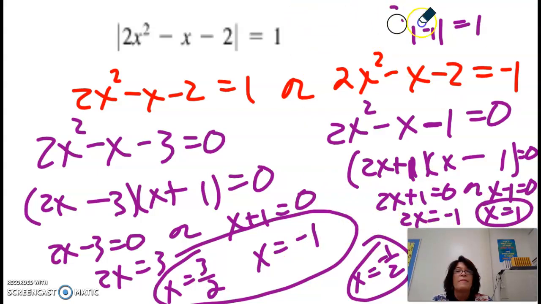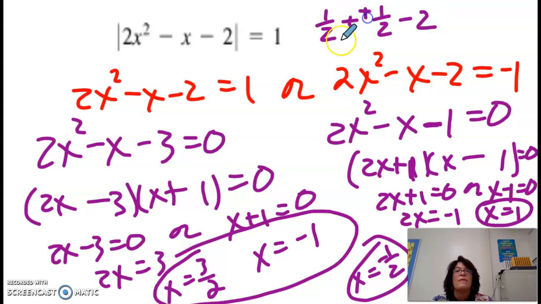Yay. Let's try negative a half. Negative a half squared is positive a fourth. So I have 2 times a fourth, so that's a half, minus negative a half, minus 2. Well, that's 1 minus 2. Absolute value of negative 1 is 1. Okay, so that one worked.